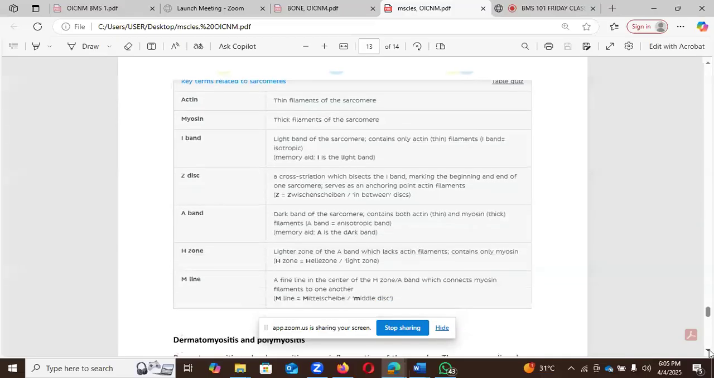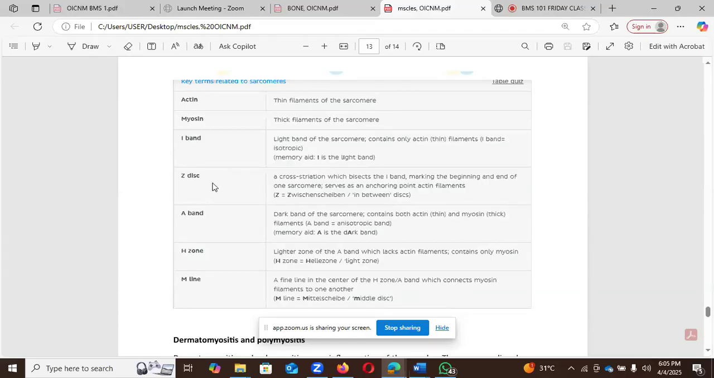So let's define them here. Actin is a thin filament of a sarcomere. Myosin is a thick filament of a sarcomere. I band contains the light band of the sarcomere, meaning that it contains only the actin filament.